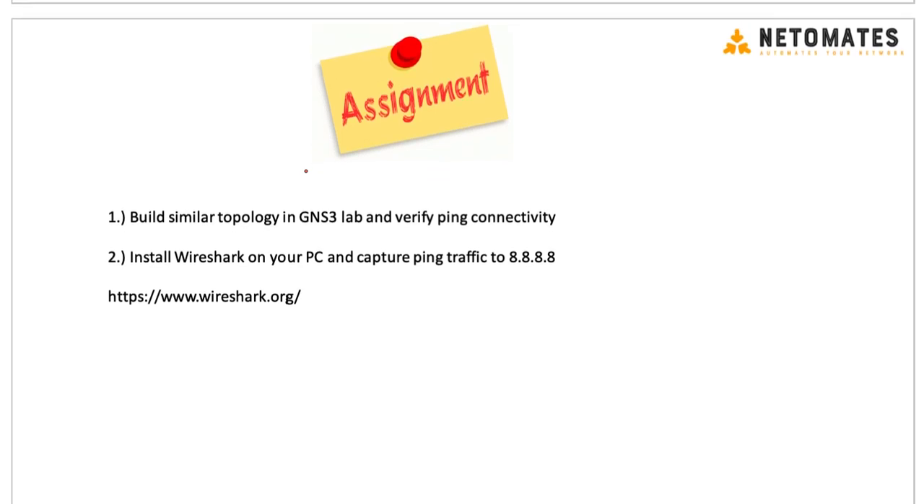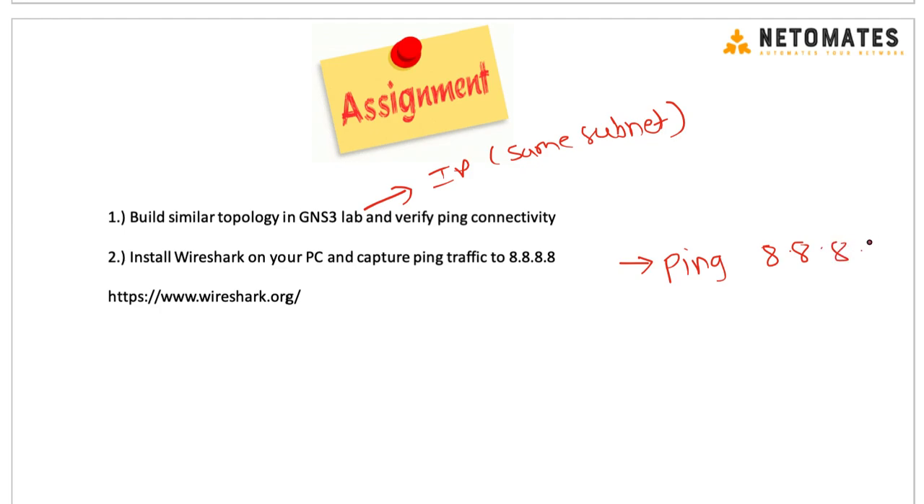So the assignment for this class is to build a similar topology in GNS3. You can take any IP address you want, but make sure both PCs have IP addresses in the same subnet. Okay. Then verify the ping connectivity between each other. Then install Wireshark on your PC, open the command prompt and type ping 8.8.8.8. 8.8.8.8 is open to the internet for ping service. It is a Google IP, so it will always respond. When you ping, you should see successful communication similar to the lab.